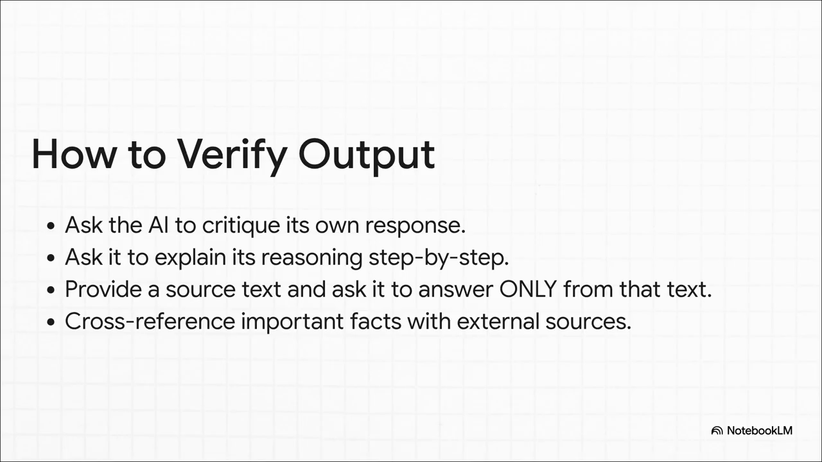So how do you actually verify its output? Well, here are a few great tactics. You can turn the AI on itself and ask it to critique its own answer. Or ask it to explain its reasoning, step by step. Now here's a really powerful one. Give it a document, and tell it to answer your question only using information from that text. And of course, for anything that really matters, you have to go check it yourself with other sources.